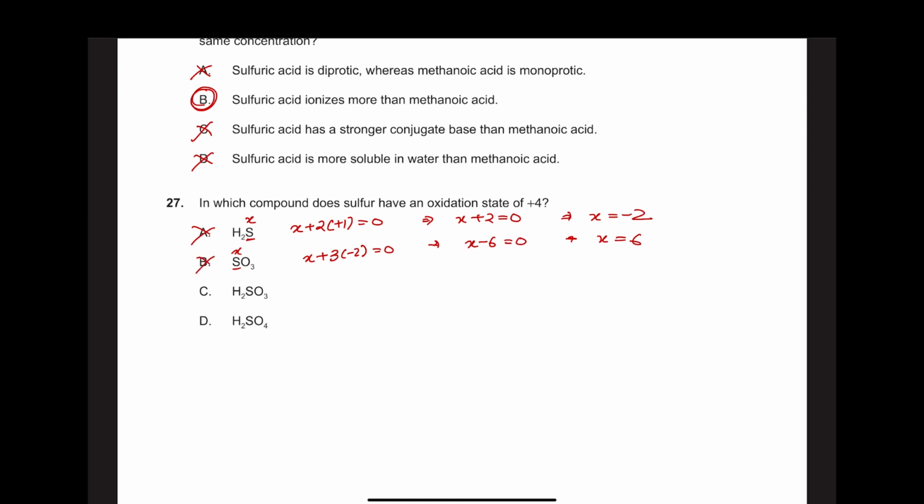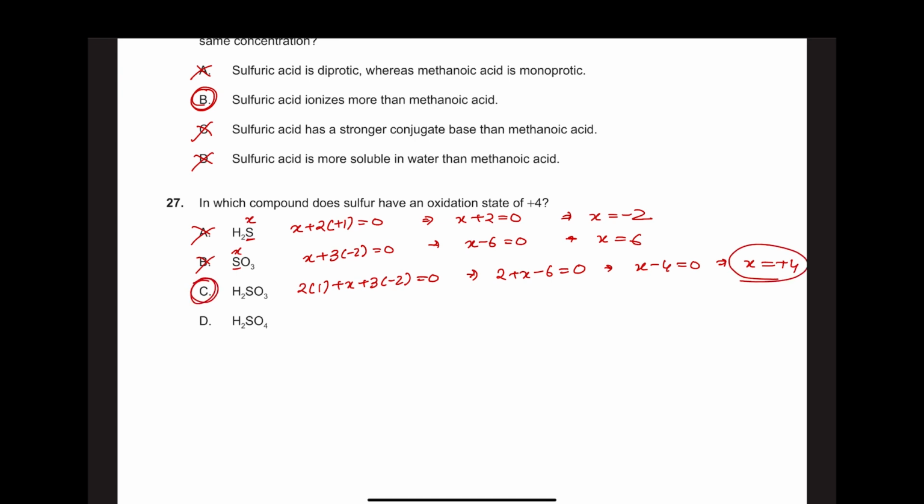Again incorrect. H2SO4: 2 times 1 plus X plus 3 times -2 equals 0. 2 plus X minus 6 is 0. X minus 4 would be 0. X is equal to +4. So the answer is option C.